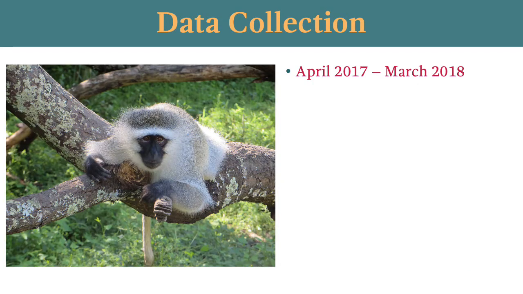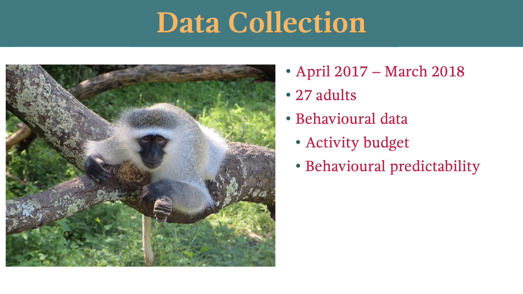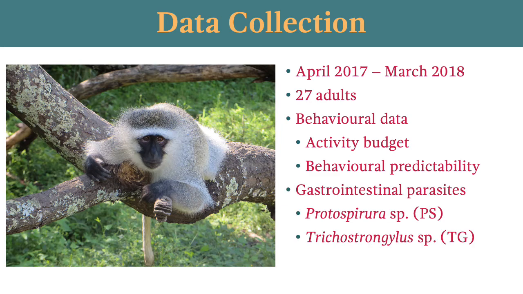I collected 12 months of data from April 2017 until March 2018 from a subset of 27 individuals that were selected to cover a range of ranks, ages, and sexes. I collected behavioral data to quantify two measures. The first is activity budget, and the second is behavioral predictability. I used entropy rate, which provides a combined measure of how often a behavior occurs and how often they switch between behaviors. I collected fecal samples to assess for gastrointestinal parasites.